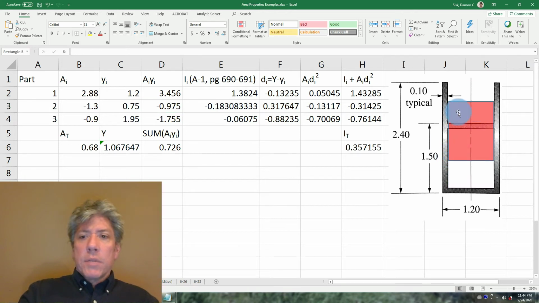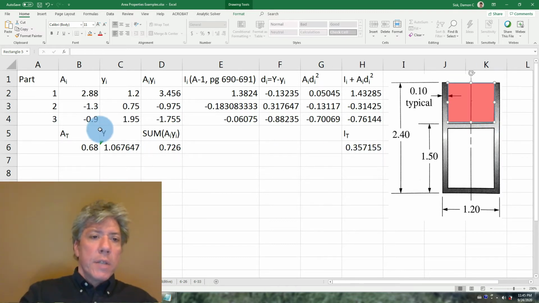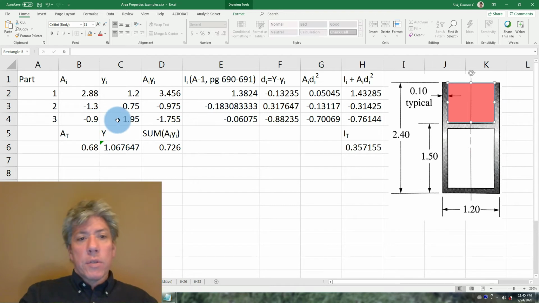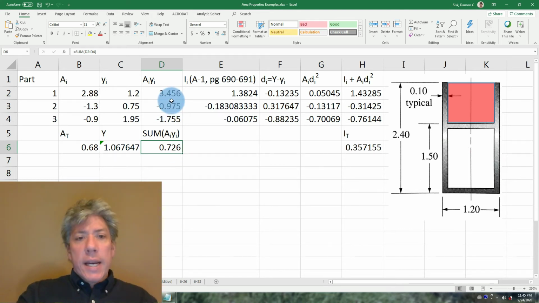All right, what about the last one? Well, the last one you probably have figured out is just this area right here, right? It's 1 inch wide, it's 0.9 inches tall, so we have an area of negative 0.9 square inches. The height there is, well, let's see if we can figure it out, 1.5 inches plus half of 0.9. Half of 0.9 is 0.45. 0.45 plus 1.5 is 1.95. And again, there's the product, we have negative area. So now, summing all of these, we get 0.726 as our sum of the AiYi's.